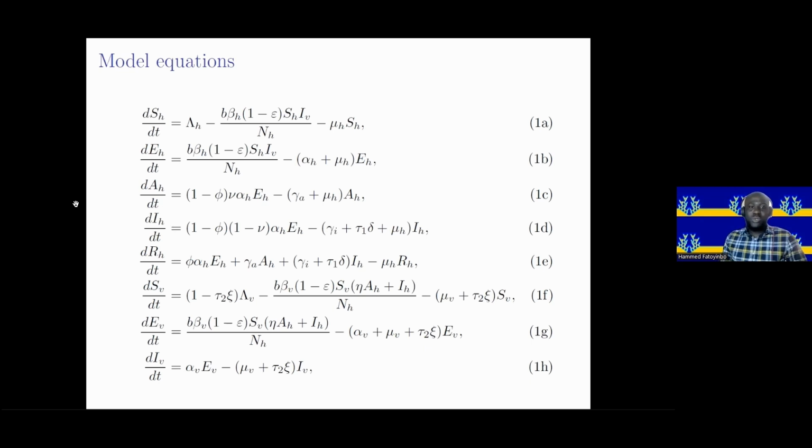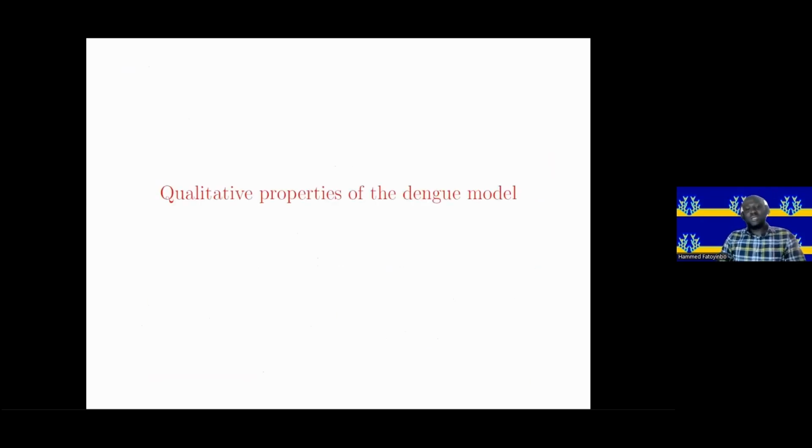For example, lambda H here is the recruitment rate of humans, while lambda V, which is this one, is the recruitment of the mosquito. We have the biting rate as well. I will not want to waste more time on this, so I will quickly talk about the qualitative analysis of the dengue model itself.